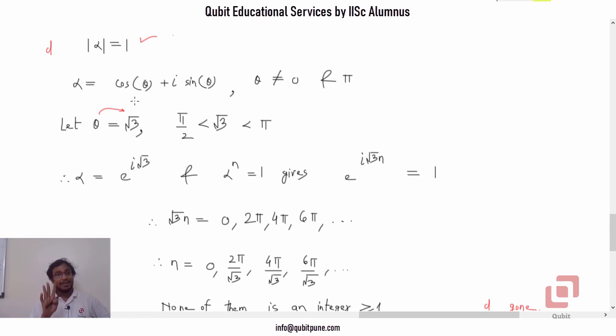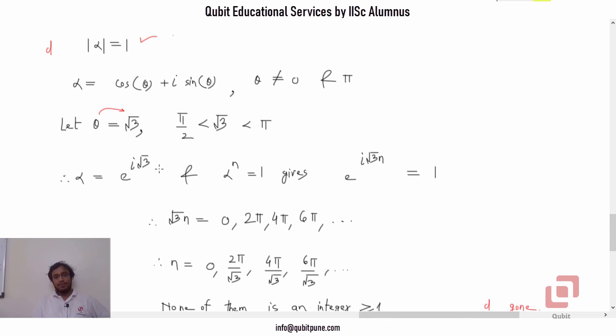Note that I'm not taking tan theta to be root 3. I'm deliberately taking theta to be root 3. Just to note that root 3 is approximately 1.7, which is greater than 1.57 or pi by 2 and less than pi. Now mod of e raised to i root 3 is also equal to 1.